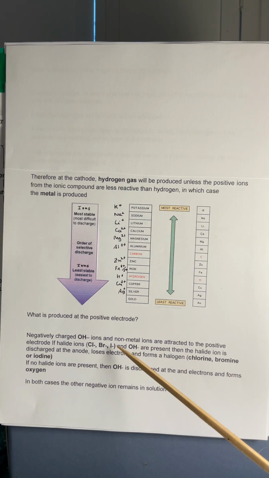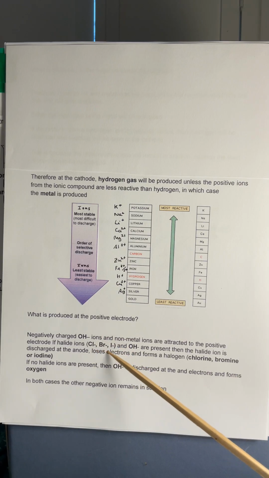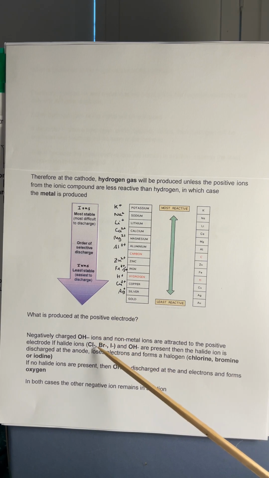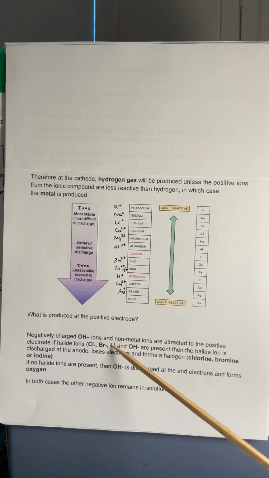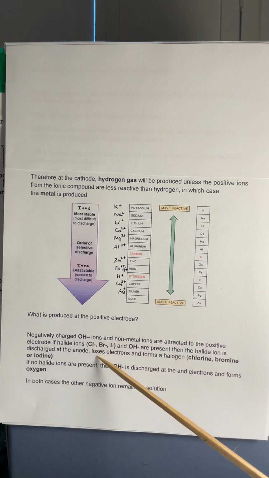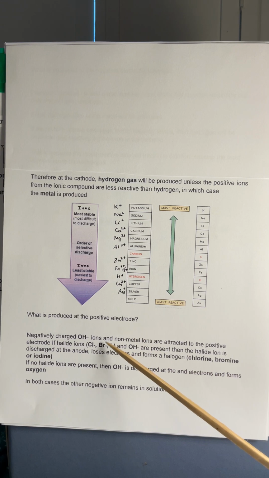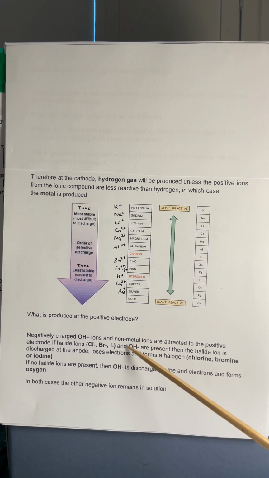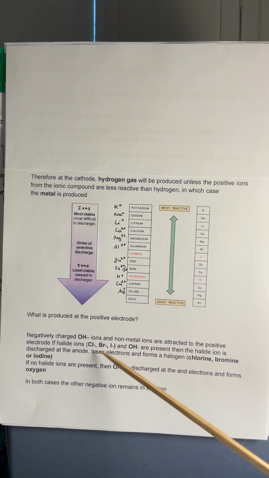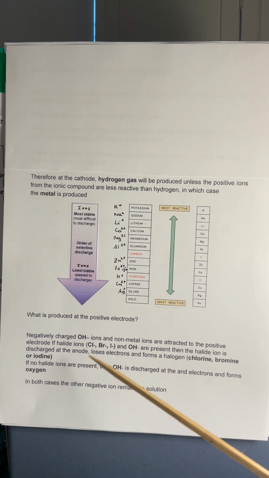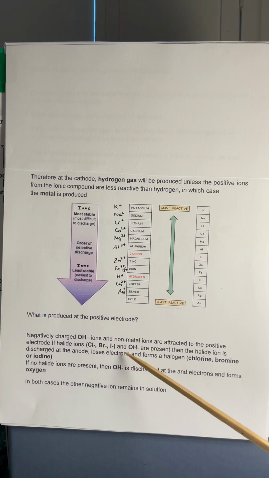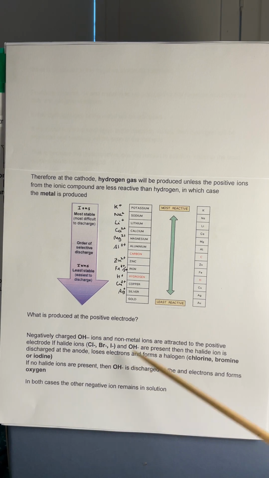So in water, if there are halides, sodium chloride, potassium bromide, sodium iodide, this one will discharge first. But if instead of halides there is sodium sulfate or copper nitrate, those do not discharge, and it's hydroxide that will. So I'll show you some examples, just a couple.